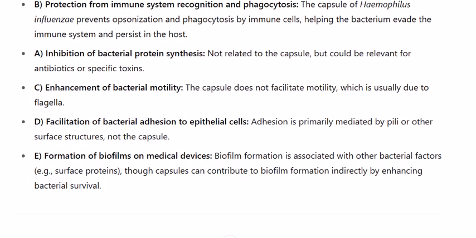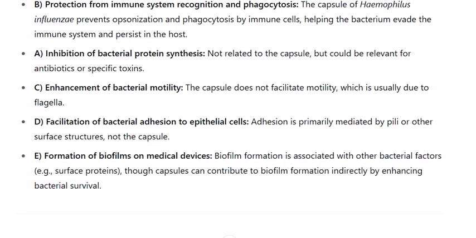The capsule of Haemophilus influenzae prevents opsonization and phagocytosis by immune cells, helping the bacterium evade the immune system and persist in the host. A. Inhibition of bacterial protein synthesis, not related to the capsule, but could be relevant for antibiotics or specific toxins. C. Enhancement of bacterial motility. The capsule does not facilitate motility, which is usually due to flagella.